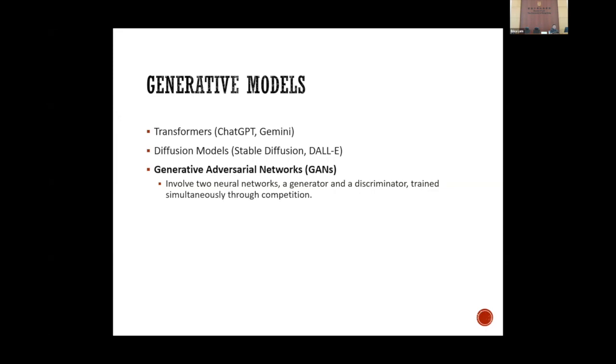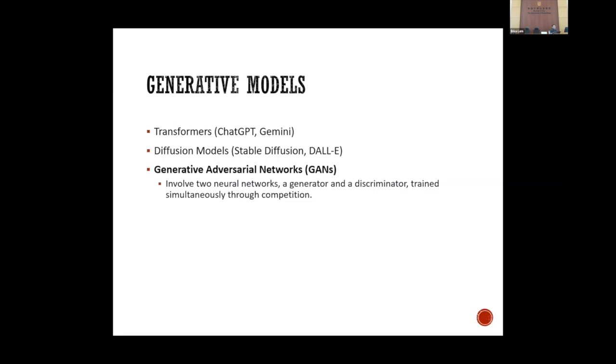This is actually a very widely used model. It's probably behind some of your favorite social media filters, but it's just not widely known by the public. It consists of two separate neural networks, a generator and a discriminator, trained simultaneously through a competitive process. That's why it's called adversarial. They're also very good at image generation in particular.